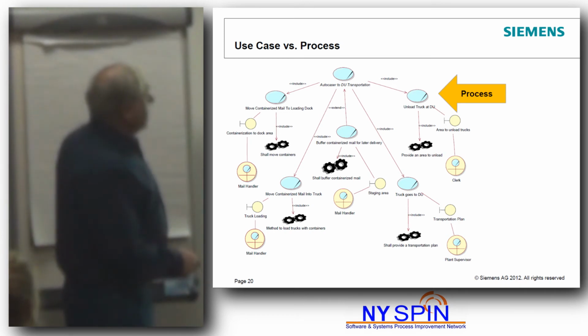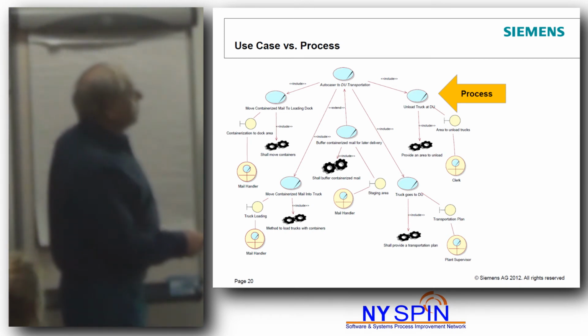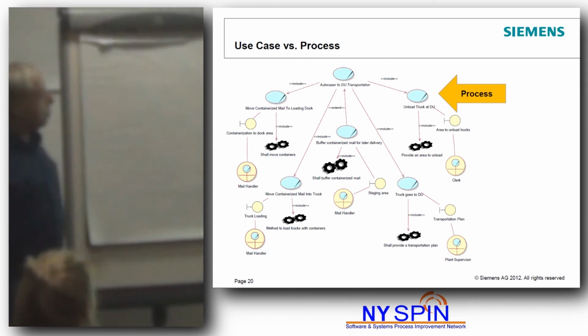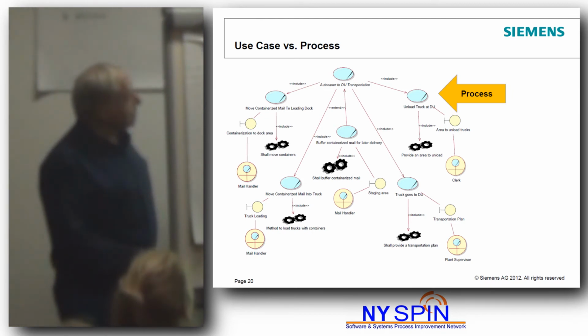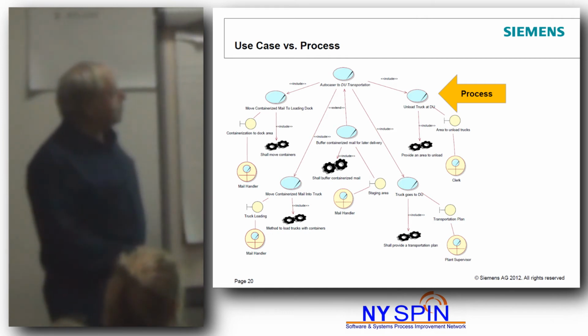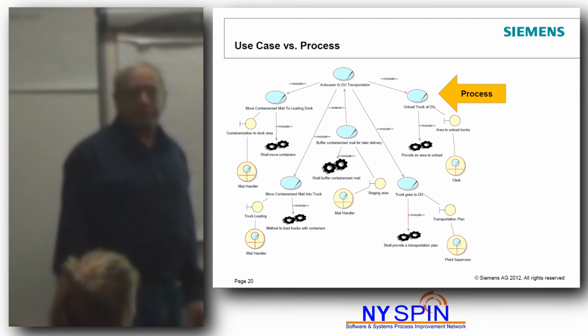So here we have a clerk, and here's a boundary, which is the area where you're going to unload the trucks. And this just doesn't work very well because we have process, and we want to have use case. And they both use the same symbols.